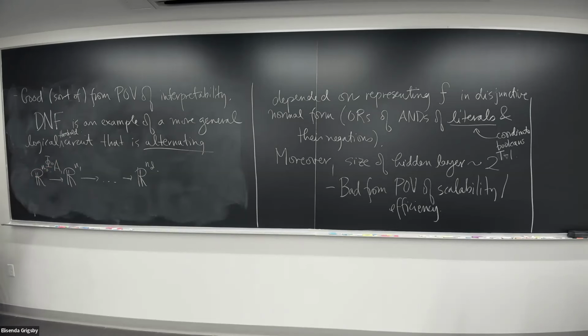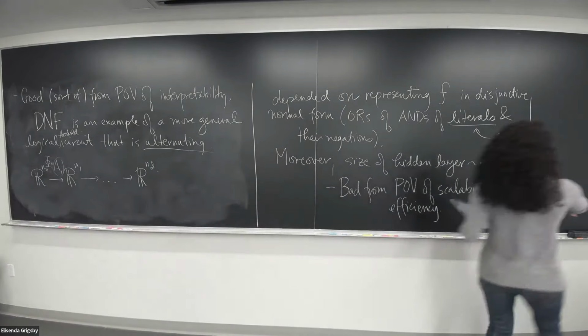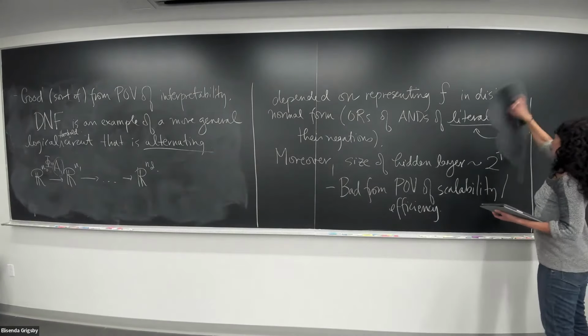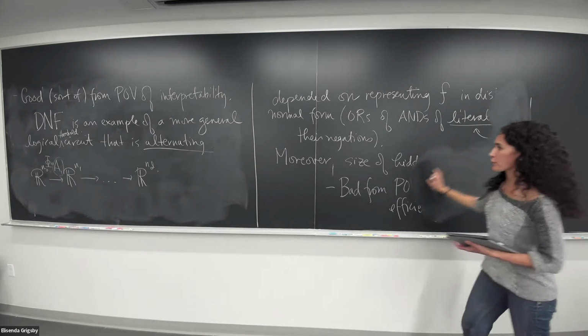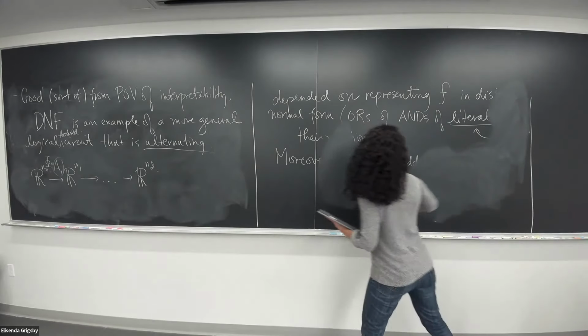And depending on what the affine linear functions are, these maps are more or less interpretable. So the best affine linear functions are ones that are really just picking out coordinates. These are the ones that are corresponding to literals. So the best from the point of view of interpretability is the ones that are taking advantage of the privileged basis here to just pick out the coordinates or their negations.